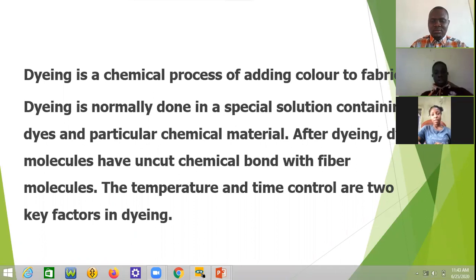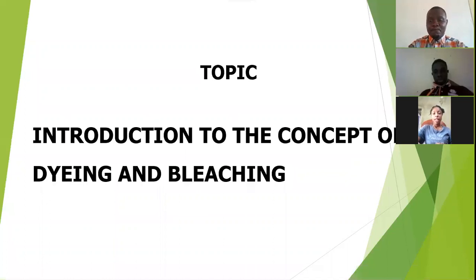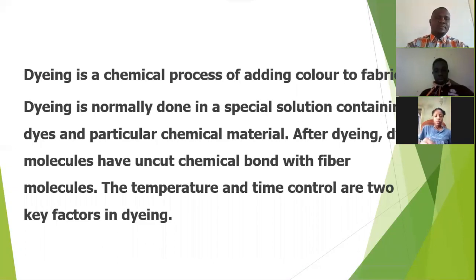Sir, the introduction to dyeing and bleaching. Introduction to dyeing and bleaching. Malang, can you see the slide from there? Yes, sir. What's the topic? Introduction to the concept of dyeing and bleaching. Good. That's what we are discussing. And we said dyeing is a chemical process of adding color to fabric. Dyeing is normally done in a special solution containing dyes and particular chemical material. They are the two major chemicals we use in dyeing. What are the two major chemicals, Malang?